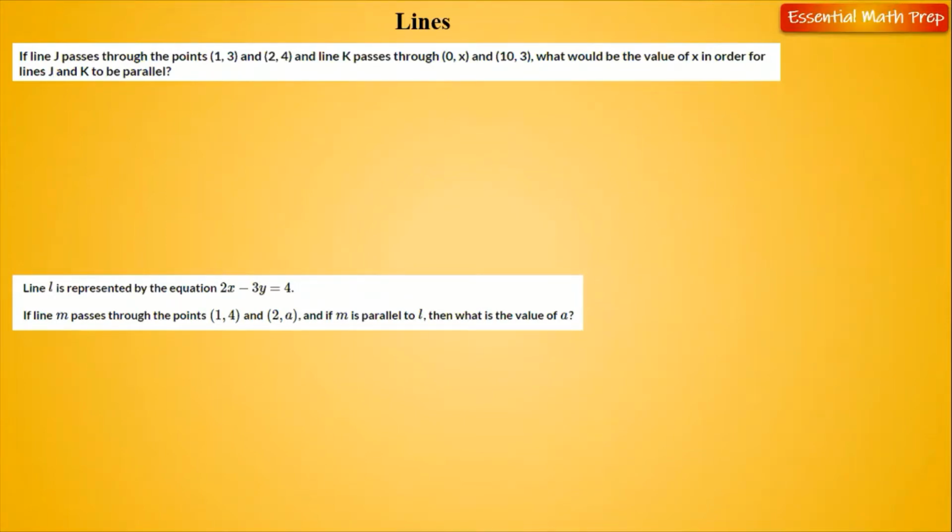Let's get started. I don't want to read through the problem, but if you have read it, you see this is an extension of the last problem from the previous video, where you were given an equation and a set of ordered pairs. In this case, you're not given an equation. Instead, you're given a set of ordered pairs for both lines, and you're told that both lines are parallel, and you're asked to determine the value of x in one of the ordered pairs.